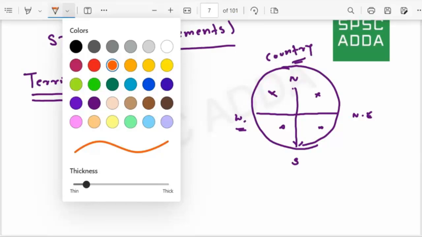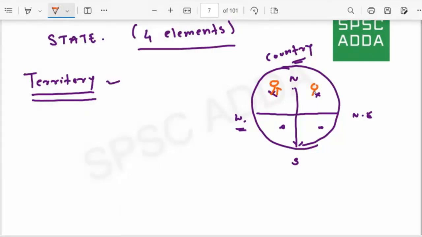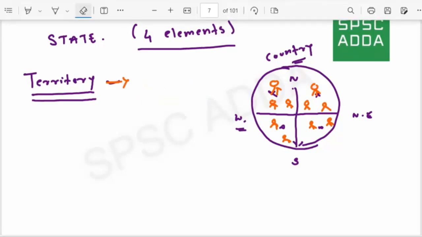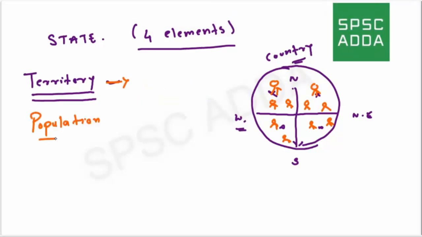Now, the second element. Definitely all of you will be residing in this territory. So the second element of the state is population. The first element of the state is territory. I'll write it here. The second element of the state is population. Are you clear with the second element? Yes.